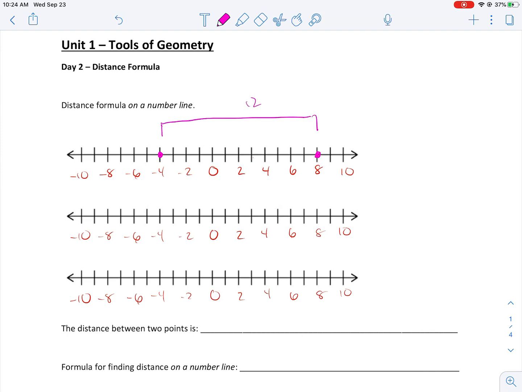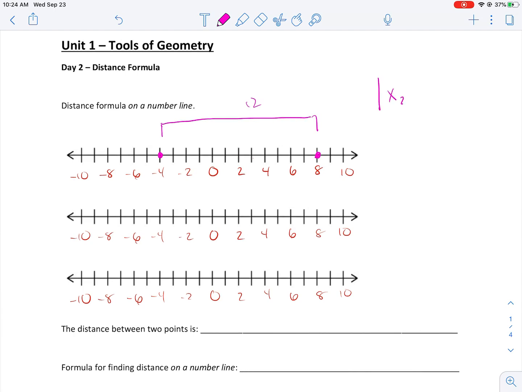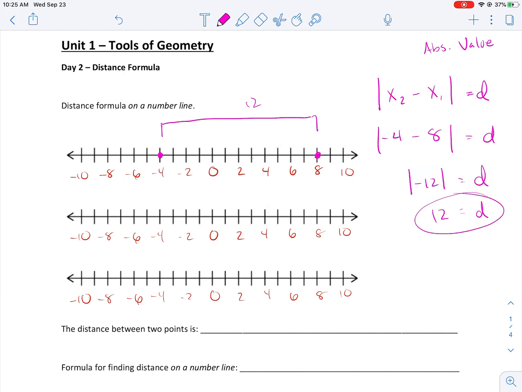is 12. Or, what we can do, just on a number line, is |x2 - x1| equals the distance. In this case I'll say x2 is -4 minus x1, which is 8. If you don't remember what those bars stand for, this is absolute value. So we're going to get a -12 here, but when you take the absolute value, you just get 12.